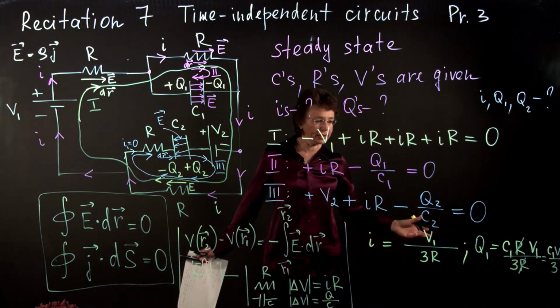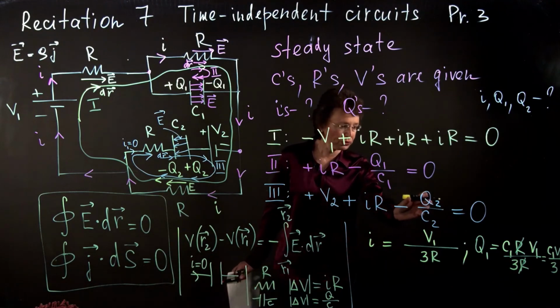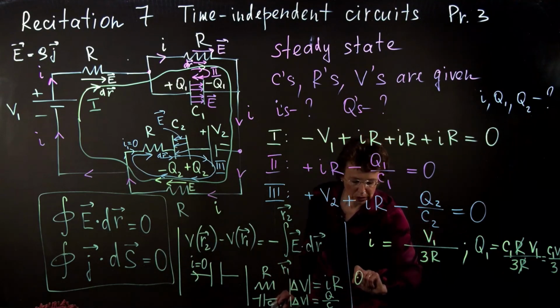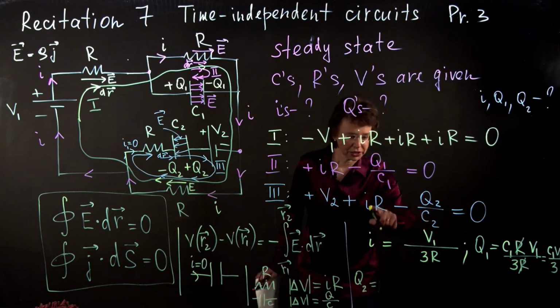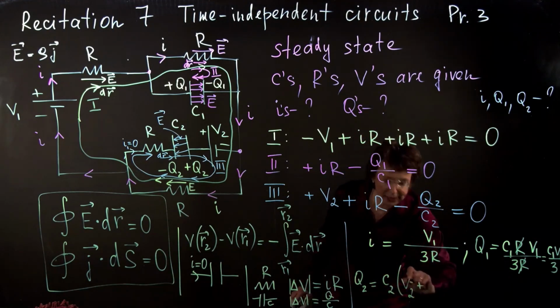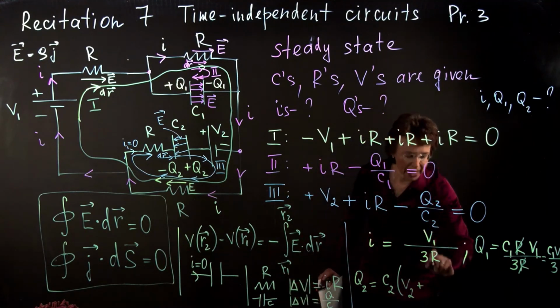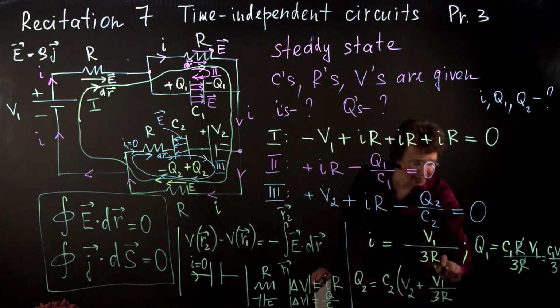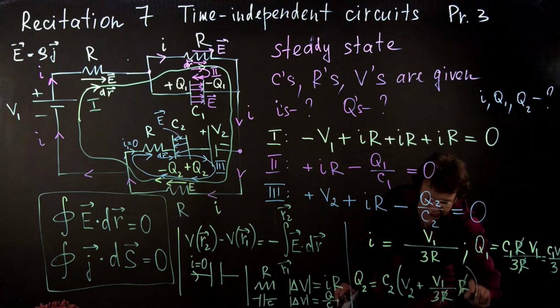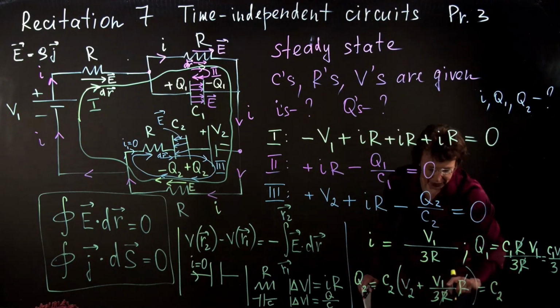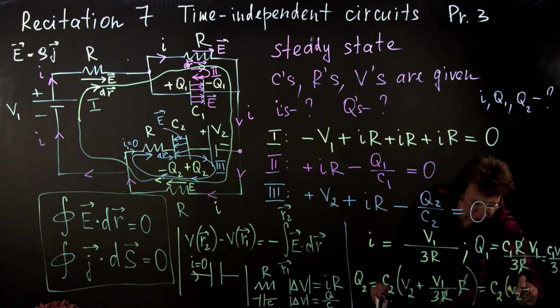And all we need to find now is Q2. We will solve for Q2 using our third equation. Q2 is equal to C2 times V2 plus IR. And current I is V1 over 3R. This is current I times R, R and R cancel. And we have our final expression for Q2 as C2 times V2 plus V1 over 3.